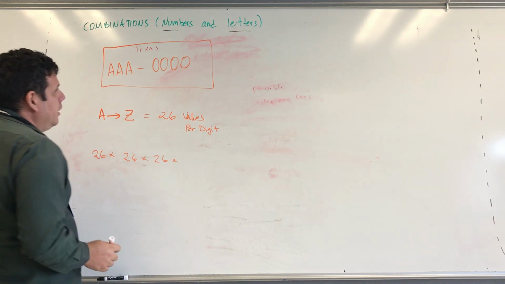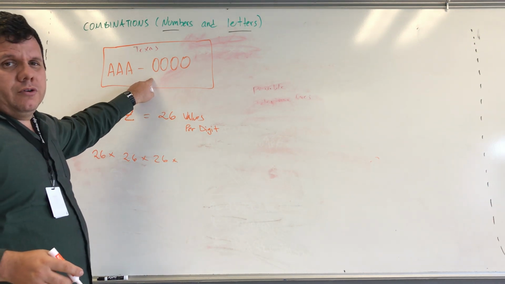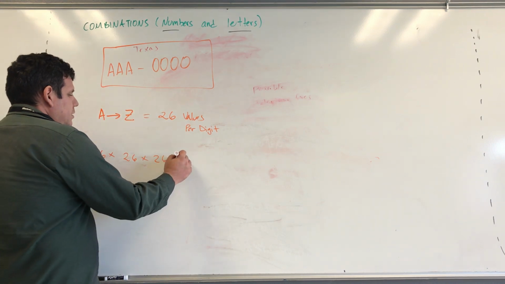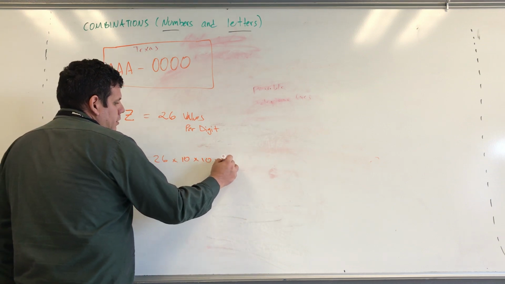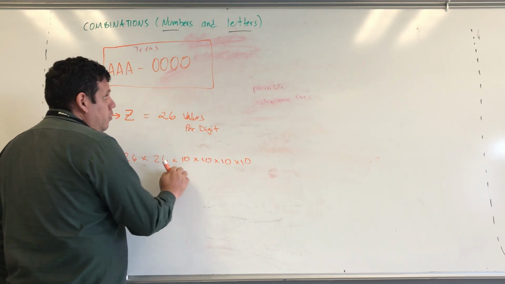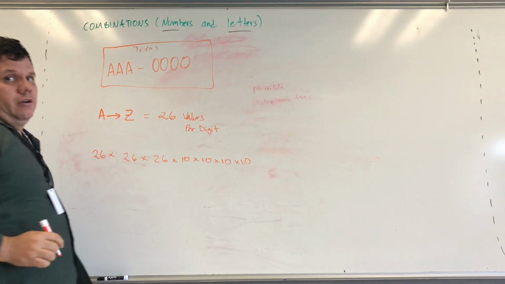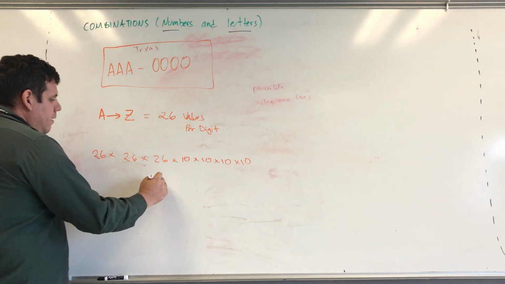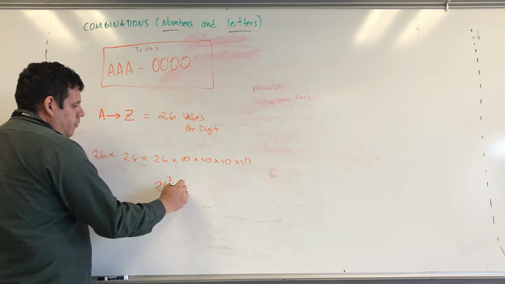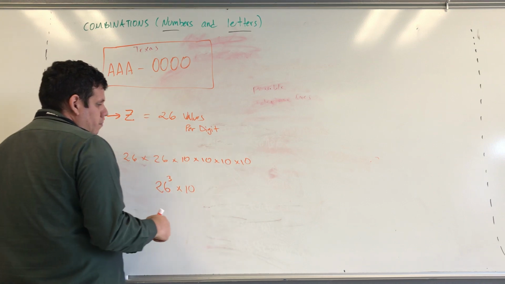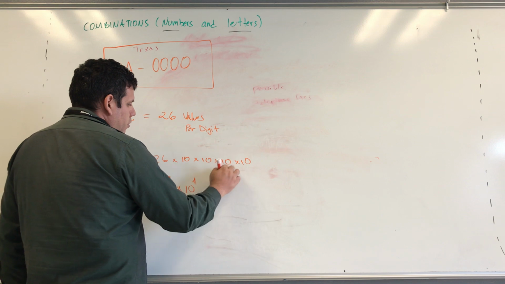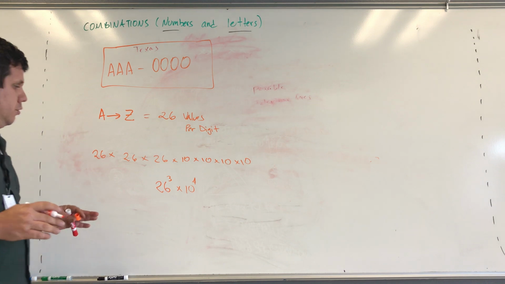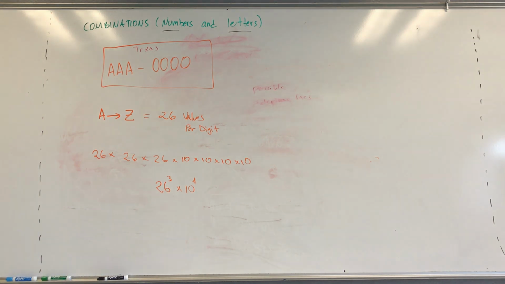And then another multiplication. How many do I have for numbers? You know that we have numbers from 0 to 9, which makes a total of 10 numbers. 10, 10, 10, 10, 1, 2, 3, 4 numbers. Easy. There is a way to make it shorter: 26 raised to the power of 3 times 10 raised to the power of 4. We have it 4 times right here, so we write the 4.